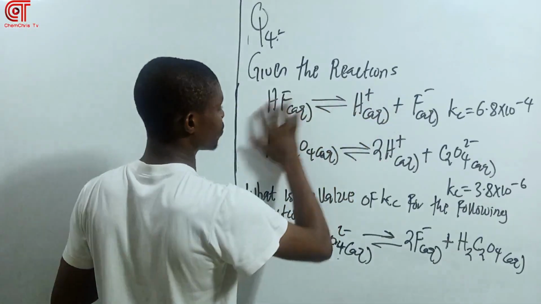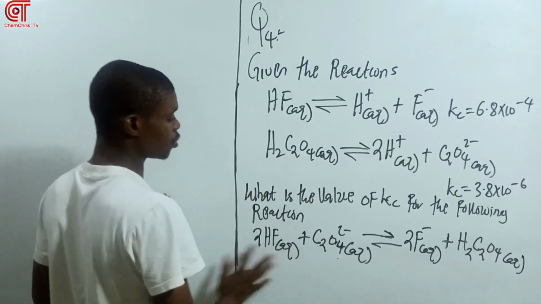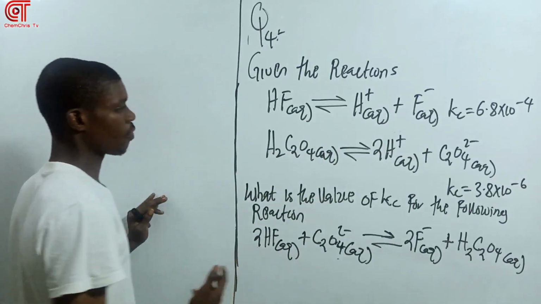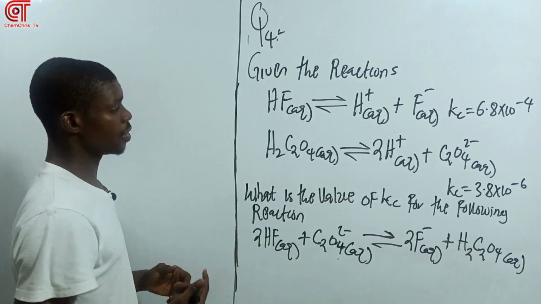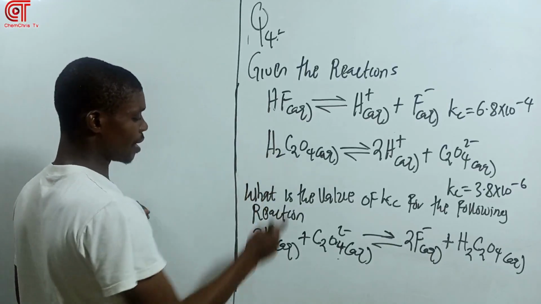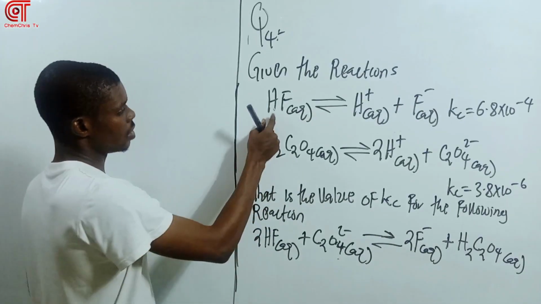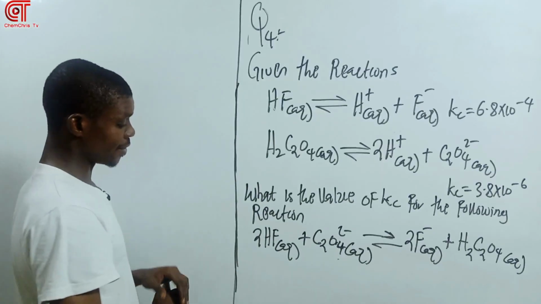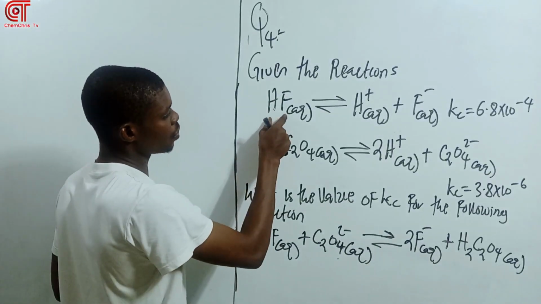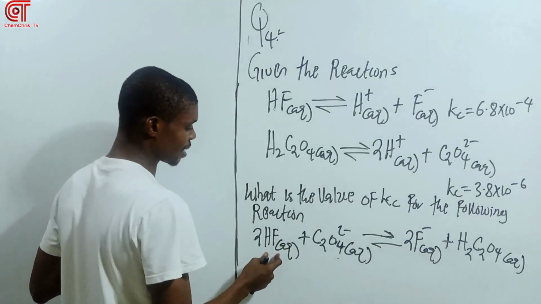Now I want to adjust this reaction here. The same atoms here should be the same as here. Right? So the first thing to do, when you compare this one and this one, what's common between the two of them? HF, hydrogen fluoride, right? Hydrogen fluoride is on the reactant side here.